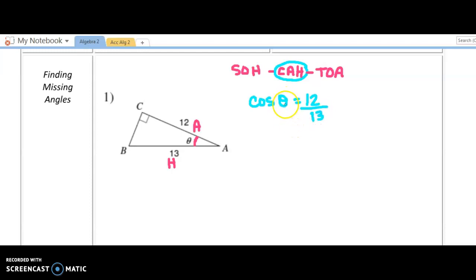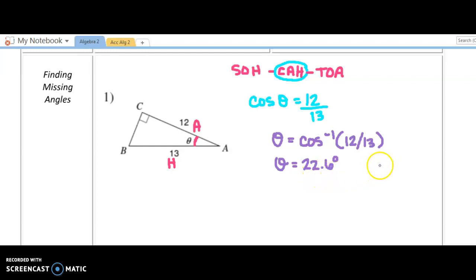So how do we find a missing angle? Well, to get rid of a cosine, you're going to have to do a cosine inverse. So on your calculator, above the word cosine is a cosine with a little -1. If you press second cosine, you're going to get the cosine inverse. And then you're going to type in 12 divided by 13. And when you do that, this is an approximation, but you're going to get about 22.6 degrees.